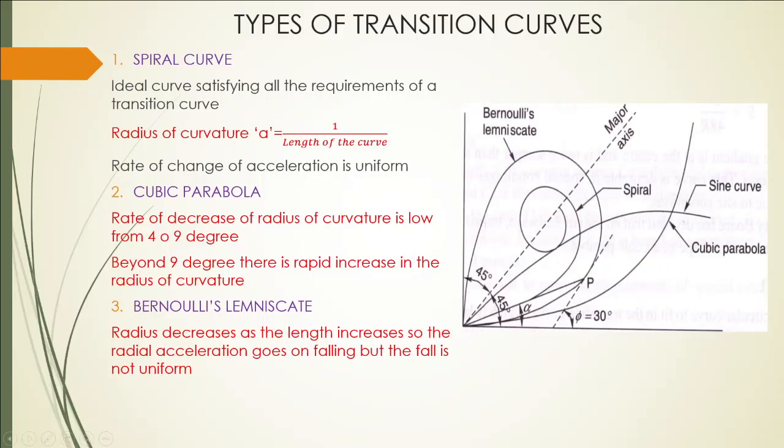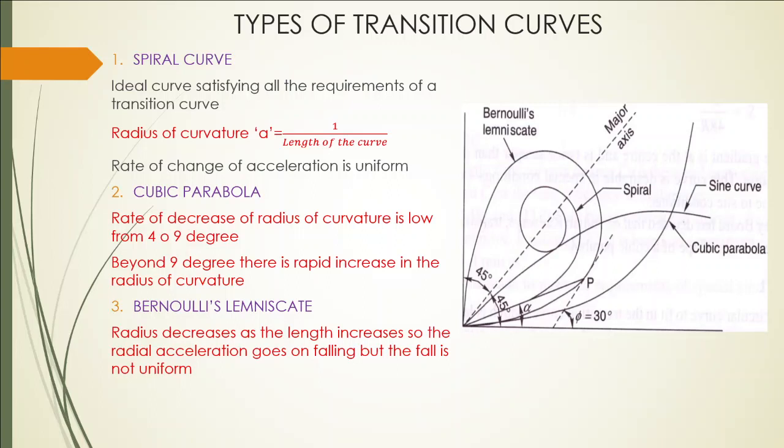So now we will move towards the types of transition curves. There are three types of transition curve. First is the spiral curve, second is the cubic parabola, and third one is the Bernoulli-Lemniscate curve. First, the spiral curve is the ideal curve which satisfies all the requirements of the transition curve. It is the one which satisfies all the requirements which are required for the transition curve.